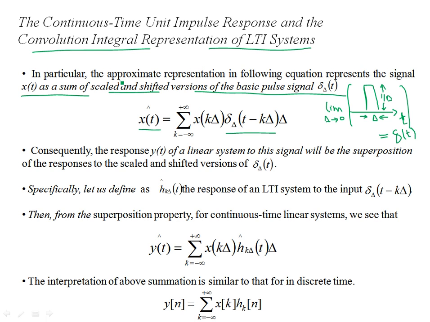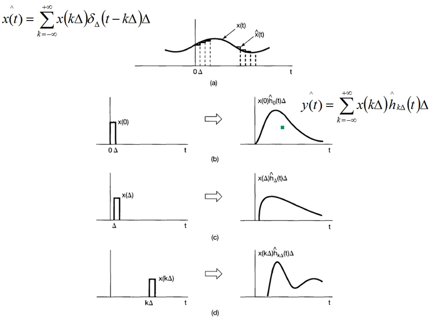In particular, the approximate representation in the following equation represents the signal x(t) as a sum of scaled and shifted versions of the basic pulse delta of t. The scales are basically the amplitudes of the signal at that particular time instant. Here t is the time, k is an integer, so k delta is again a time, and x of k delta represents the amplitude of the signal at the time instant k delta. An interpretation is shown over here.